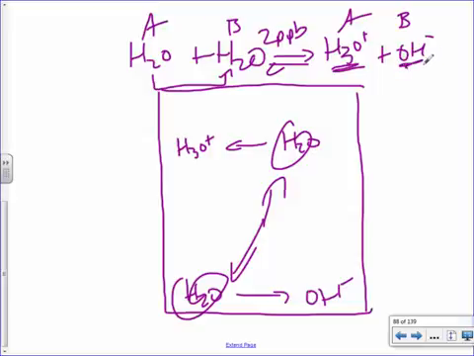According to the Arrhenius theory, then, water is both an acid and a base. But according to the Bronsted-Lowry definition, this changes things up a little bit. This one right here is an acid because it's losing a proton, and this one right here is acting as a base because it's gaining a proton. So it changes the definition subtly. Okay. Questions?